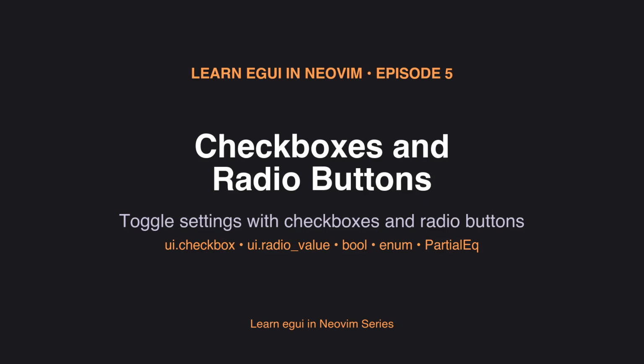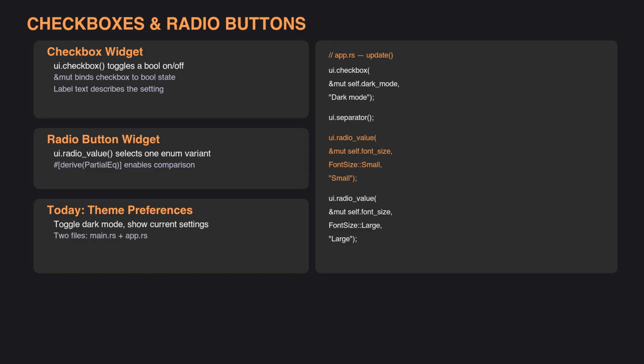Learn egui in Neovim. Episode 5, Checkboxes and Radios. Build a theme preferences form with toggles and selections. Checkboxes toggle Boolean state on and off.